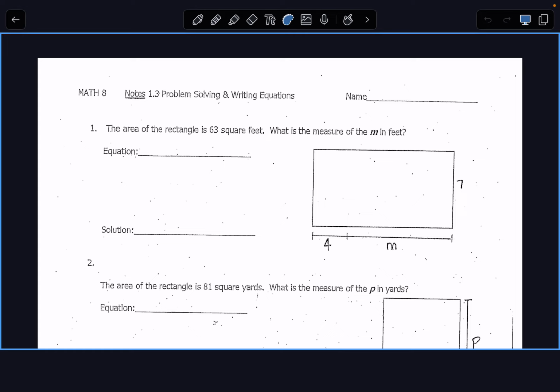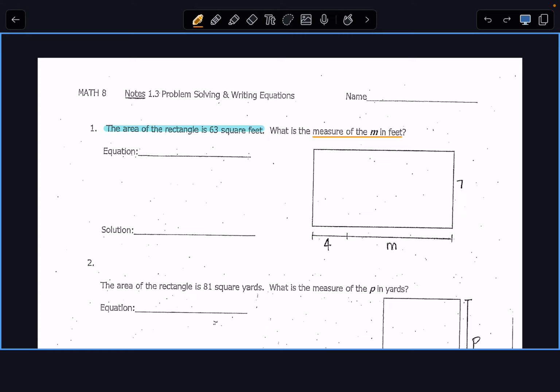So I want you to look at this picture. What geometric figure is this? It is a rectangle, okay? There are a lot of different things I can ask you to do with the rectangle. I could ask you to find its area, find its perimeter, find its diagonal. But this problem right here is telling you that the area is 63 square feet. And our job is to find the measure of M. So here's M right here. We want to know how long M is, okay?